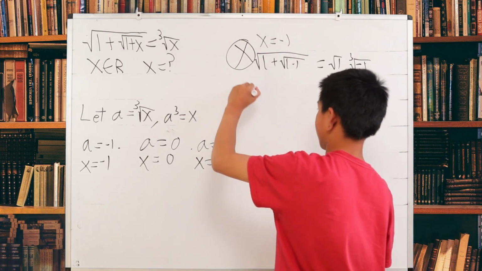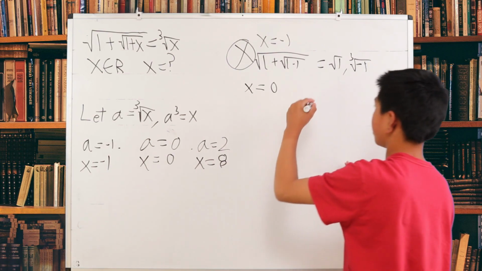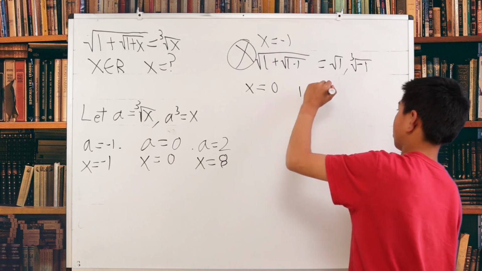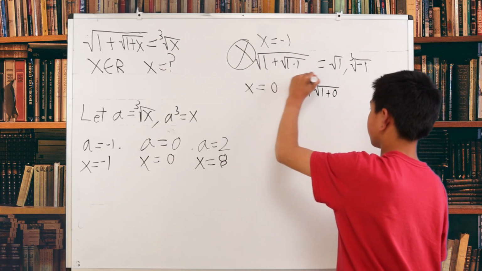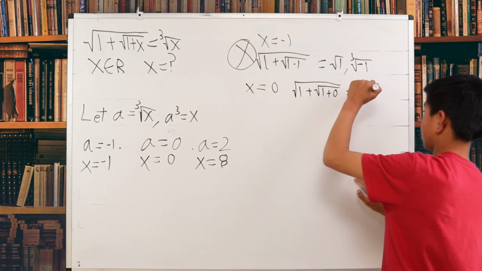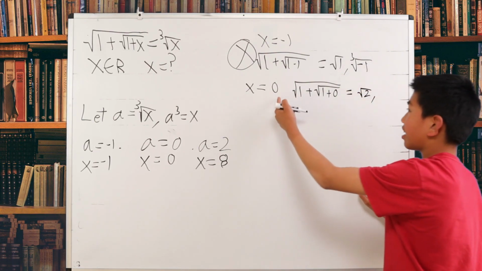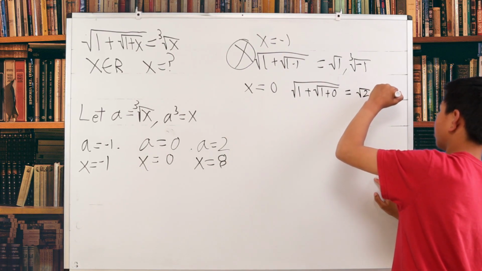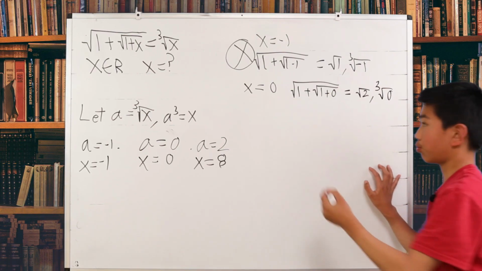Let's try x is equal to 0. When x is equal to 0, it's going to be the square root of 1 plus the square root of 1 plus 0. This is just going to be equal to the square root of 2. But when you plug x is equal to 0 into the right-hand side, you get the cube root of 0, which is 0. So again, this is wrong.